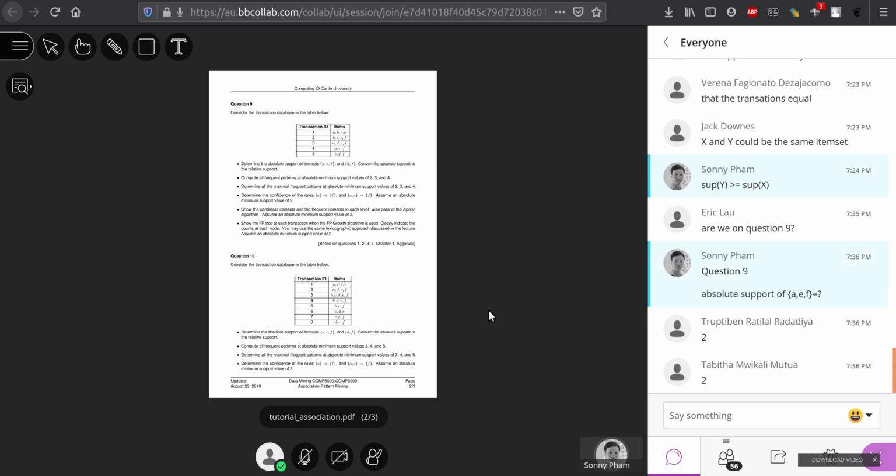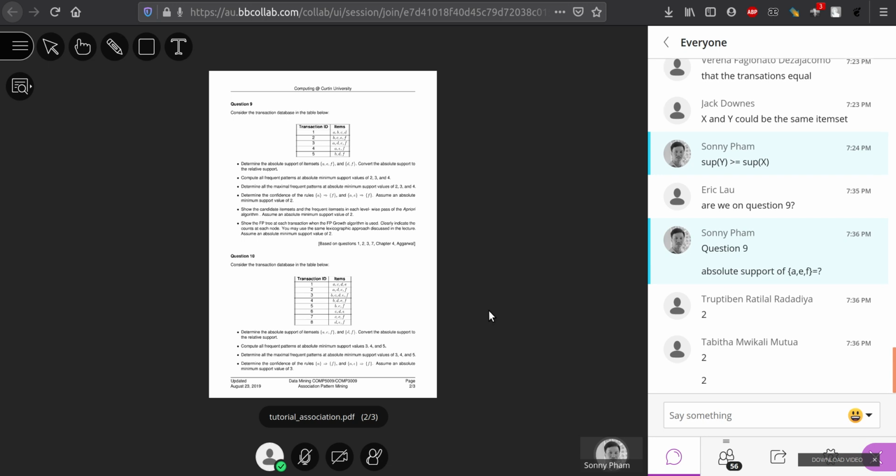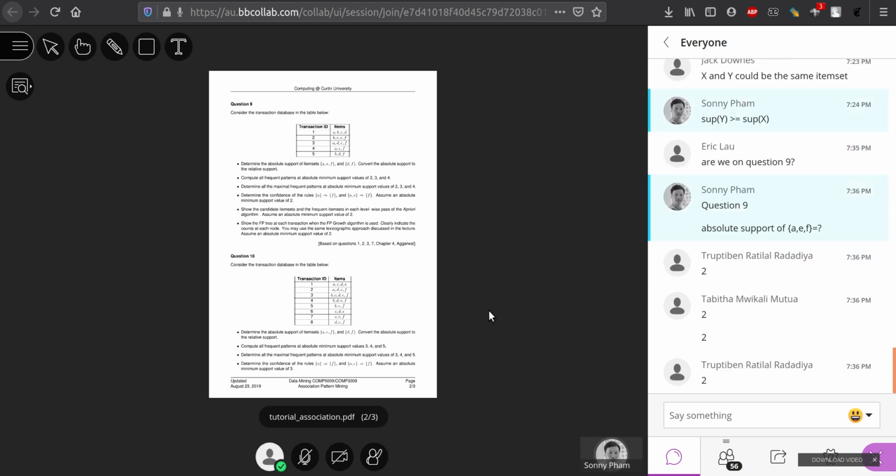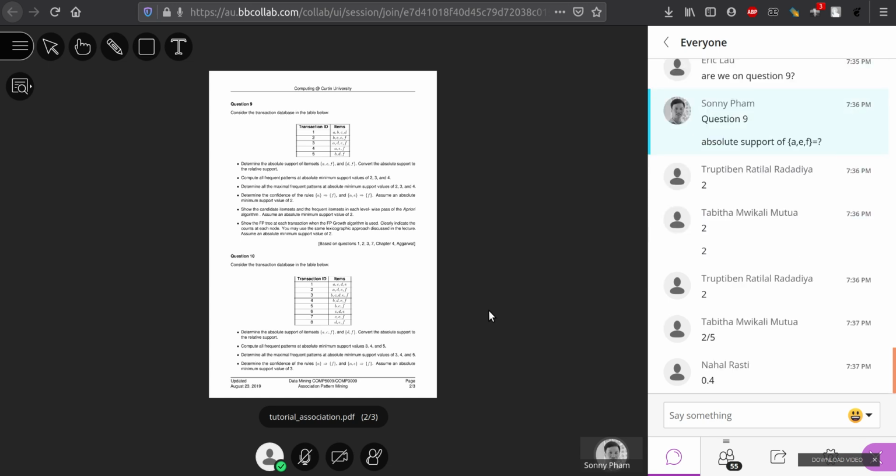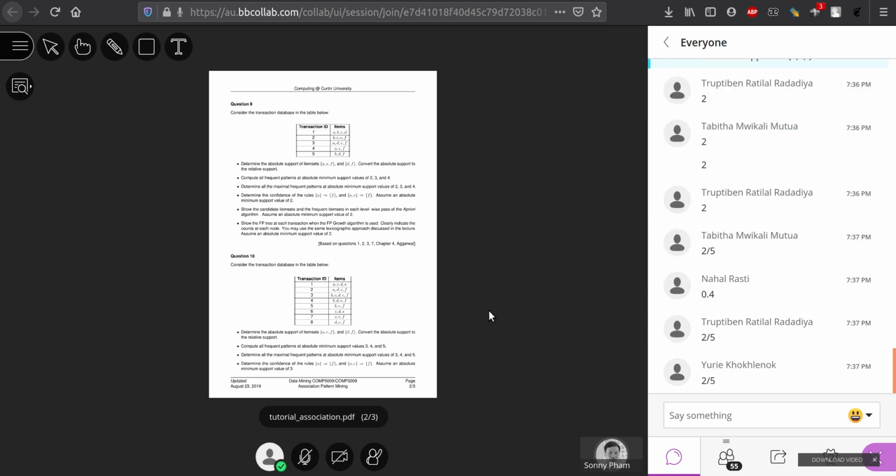All right, I have some answers there. The absolute support, yep, there are 2 for the first one. What about the second one? DF, how many times? Yep, so there are 2. So for AEF, the absolute support is 2, and for DF, the support is also 2. How can you convert from absolute support to relative support? Yep, 2 divided by 5, 0.4. Okay, that's really good.